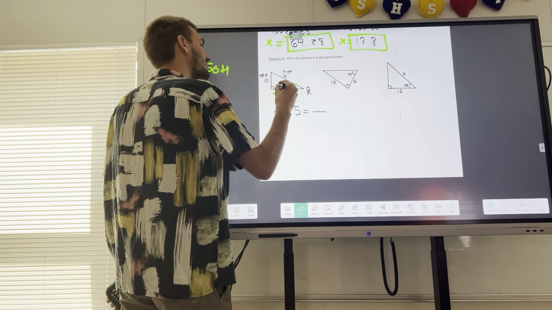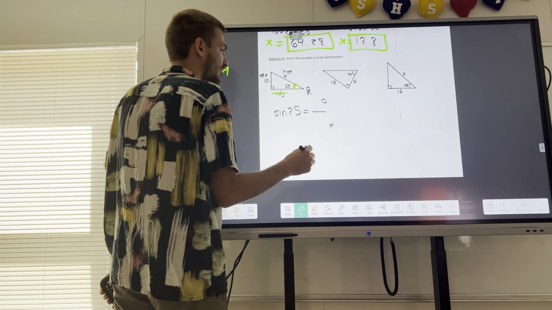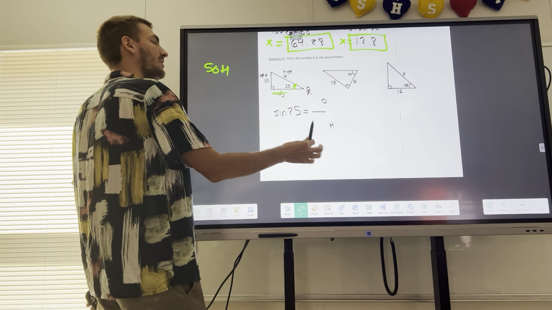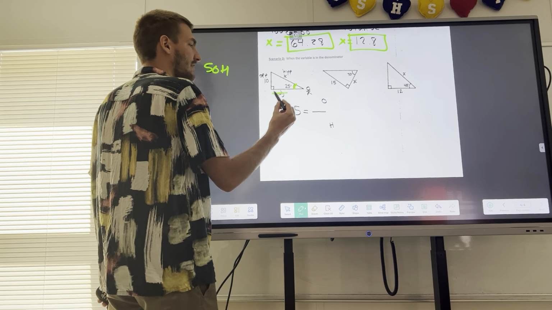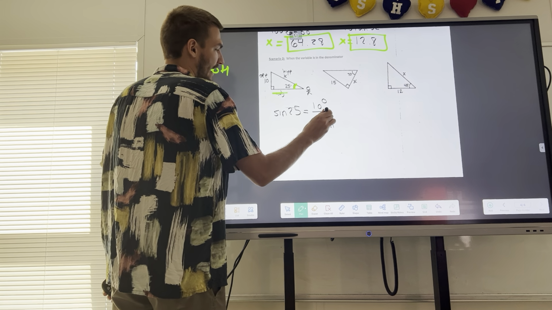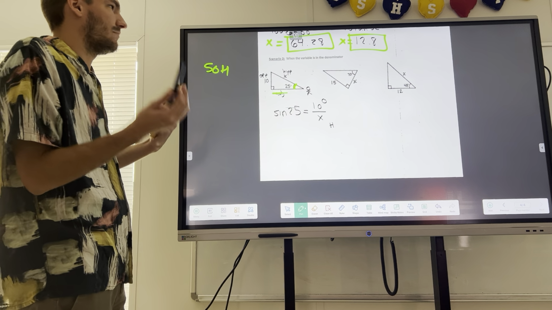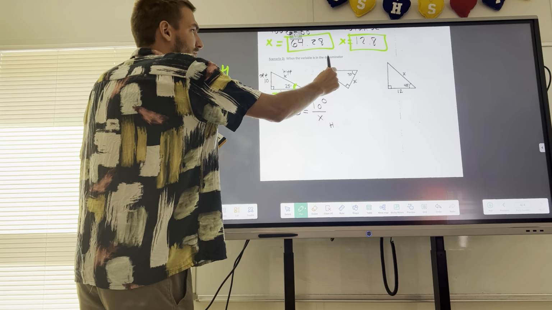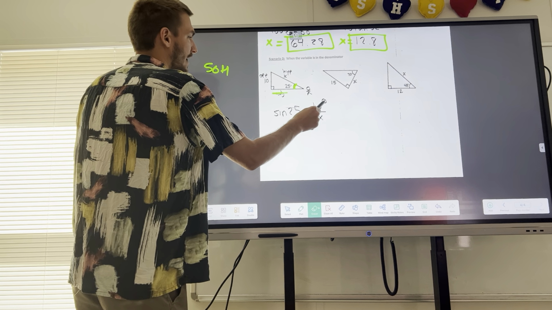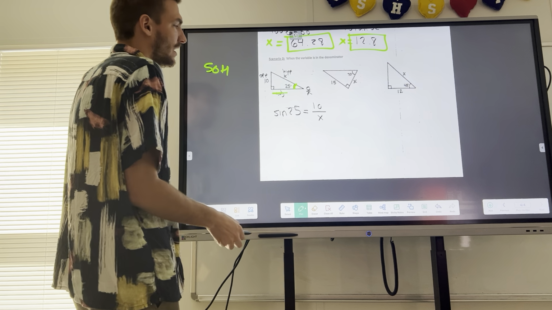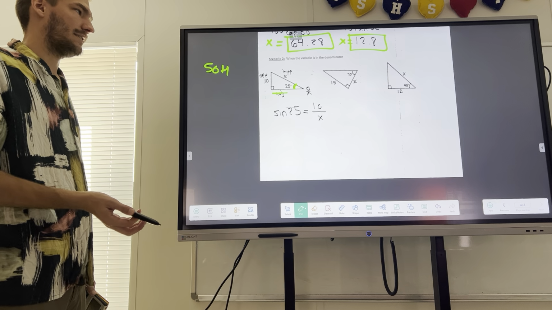Now remember, this is supposed to be O over H. So which number is top? Which thing is top, 10 or X? 10. And that means that X is going to be in the denominator. Now this was predictable because it literally says when the variable is in the denominator. And guess what? Our variable did end up in the denominator. So now we need to solve this for X.